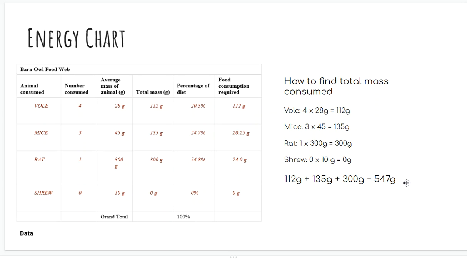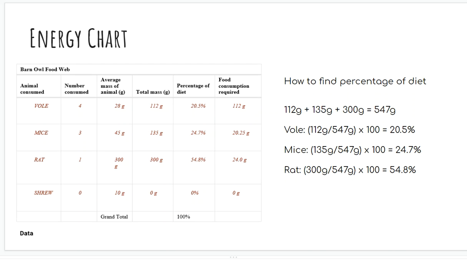So this barn owl, when I looked at the pellet, had consumed 8 organisms. I would know this because there would be 8 skeletons that I would find in there. So I know altogether 547 grams approximately of material was digested. Then if I want to find out for each individual organism what percentage that is, I'm going to take just the total mass for that organism, so in this example the voles, 112, divide it by the grand total of all together, multiply it by 100, and that gives me my percentage.